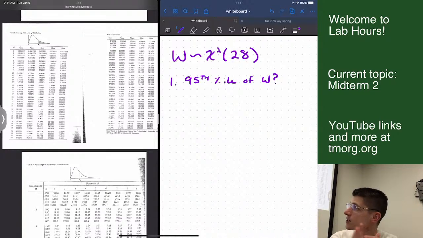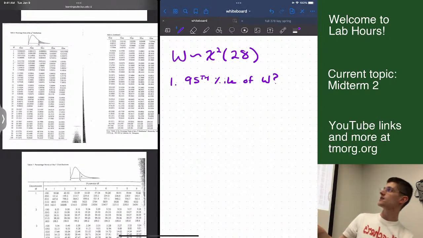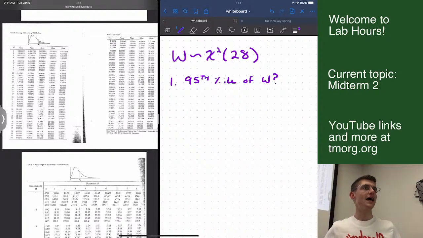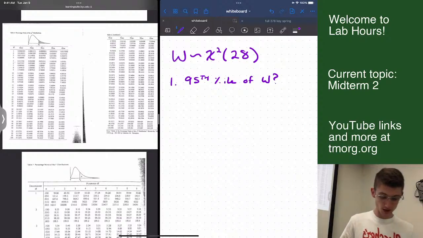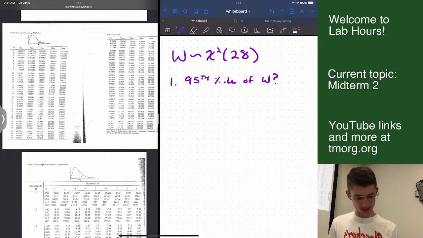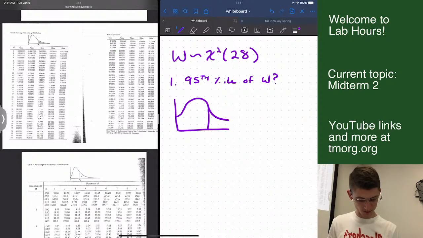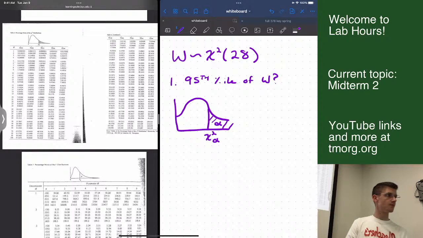How do I translate this question into regular English? Well, here's how I'd do it. I would say, okay, 95th percentile of W. That means I need to pick a value of W, and I know that that value of W has to be bigger than 95% of all of the other values of W. That's what percentile means. So, what's my alpha going to be in this case? If I know that chi-squared looks like this, with alpha to the right. And here's the chi-squared alpha. What is alpha in this case?